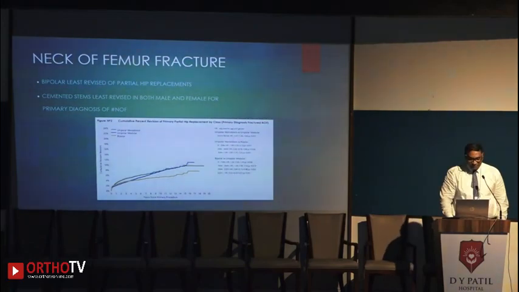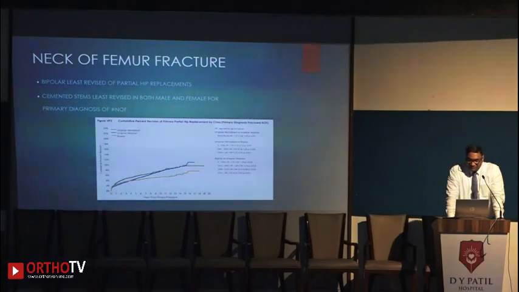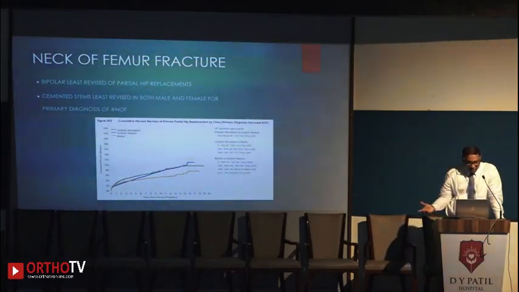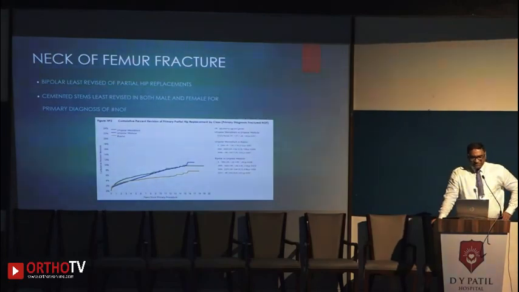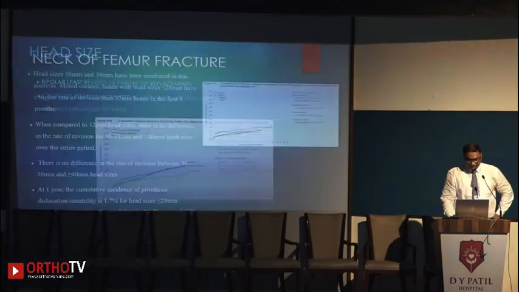So in case of neck of femur fracture, which implants should be used? Bipolar is the least revised in case of partial hip replacement, then unipolar monoblock or unipolar modular. Cemented stems are least revised in both male and female patients.